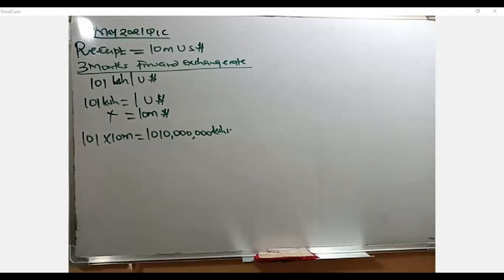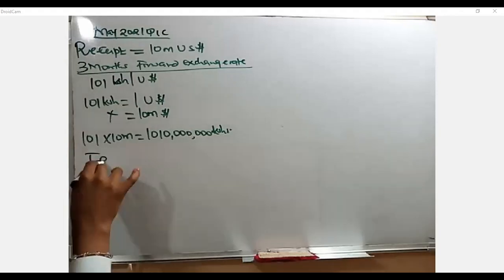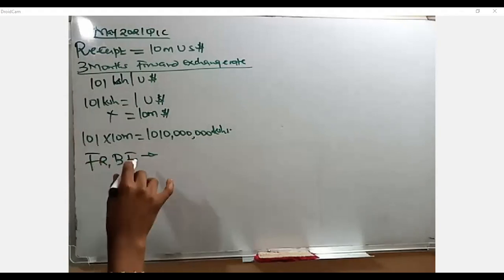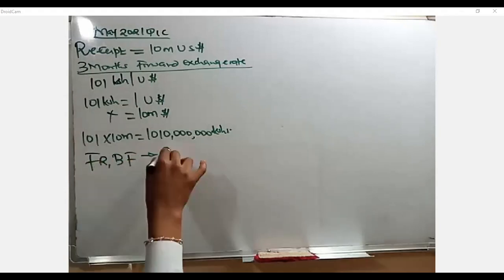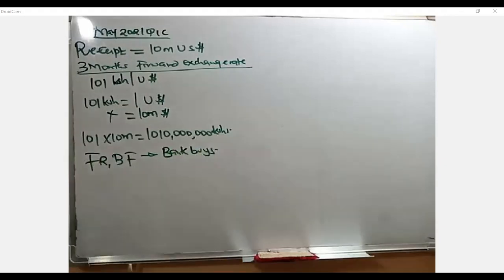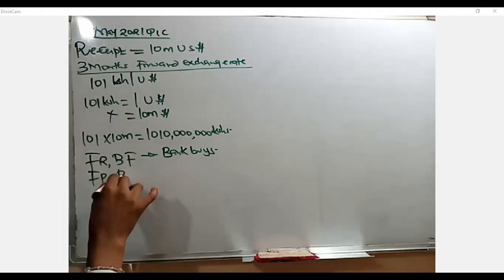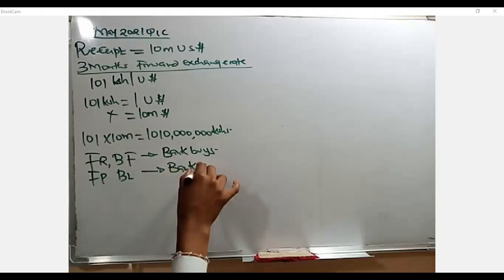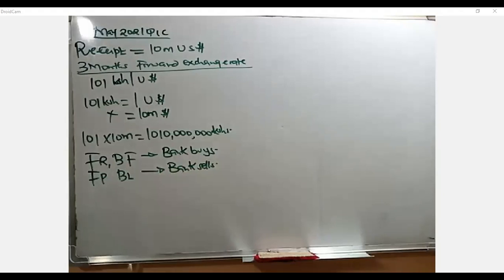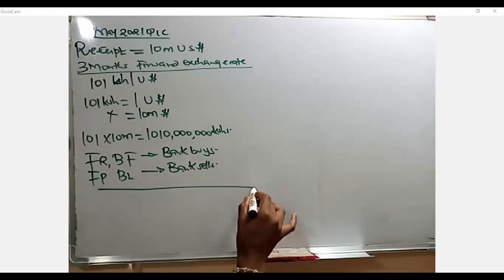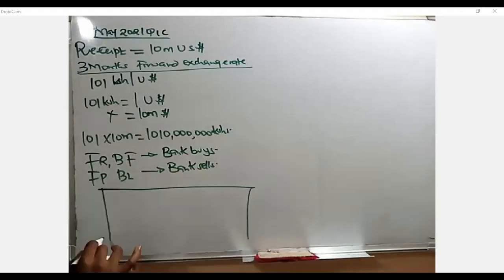For the money market, we said we normally use only two rules. One, for foreign receipts, borrow foreign, and the bank buys. Then for foreign payments, borrow local, and the bank sells. In this case, let us use our table very well.